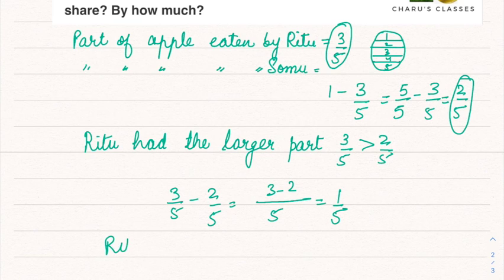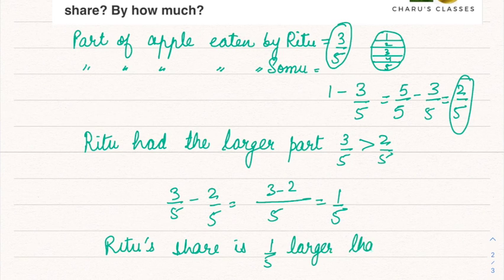So Ritu's share is 1/5 larger than Somu's share.